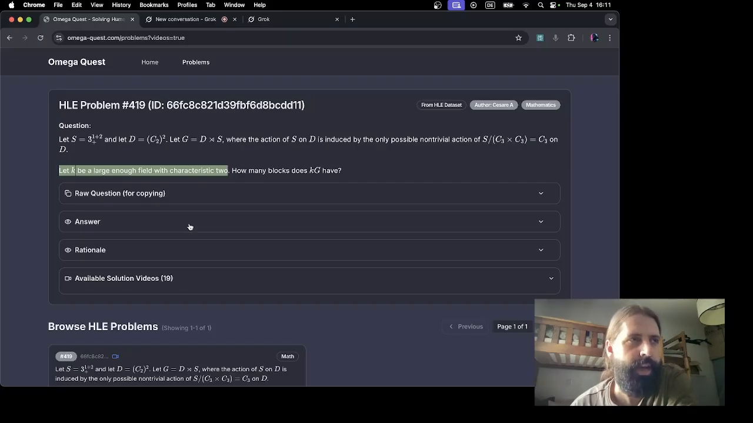Yes, that actually helps. So that's going to help us count the blocks.